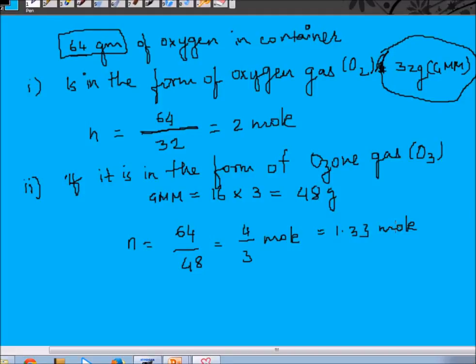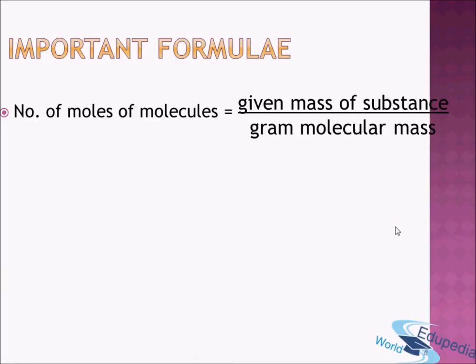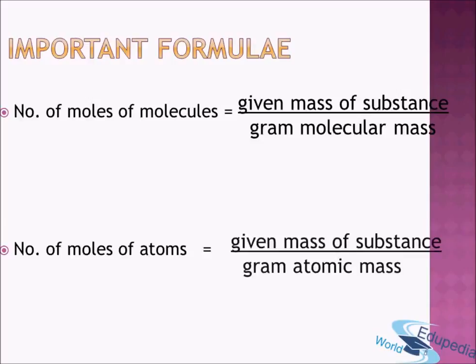Similarly, the other formula is the number of moles of atoms. Again the same concept, but only applicable for atoms, not molecules. The number of moles of molecules was given mass divided by gram molecular mass. Similarly, the number of moles of atoms will be given mass divided by gram atomic mass.